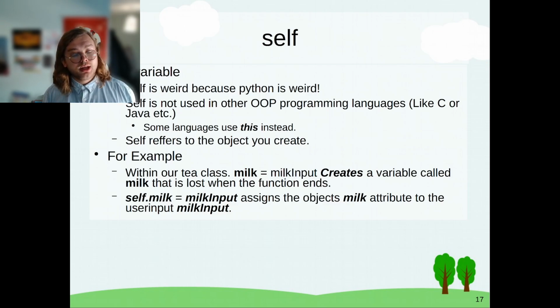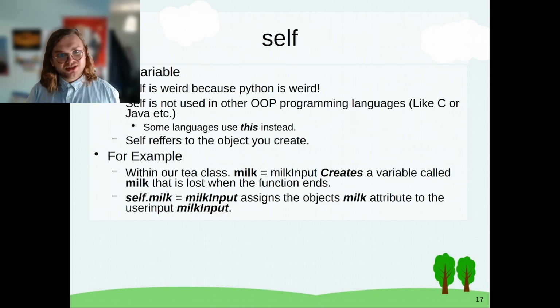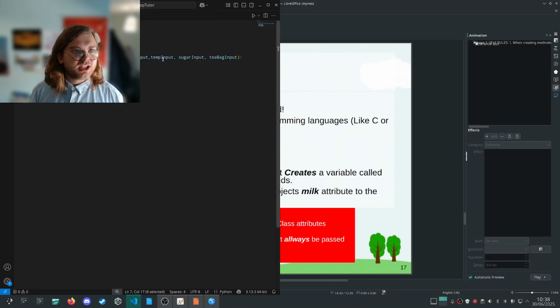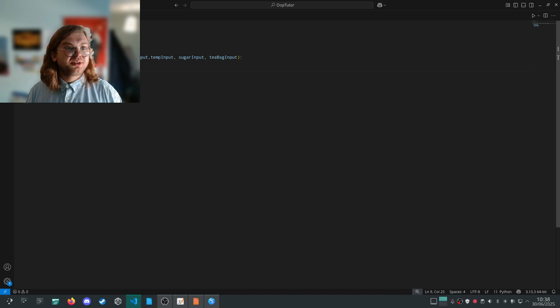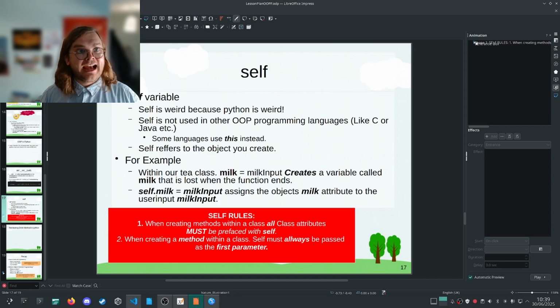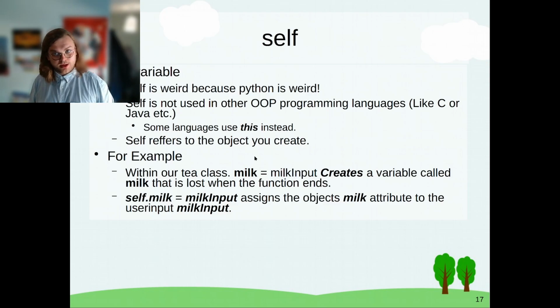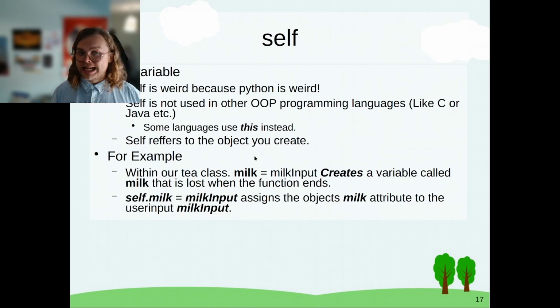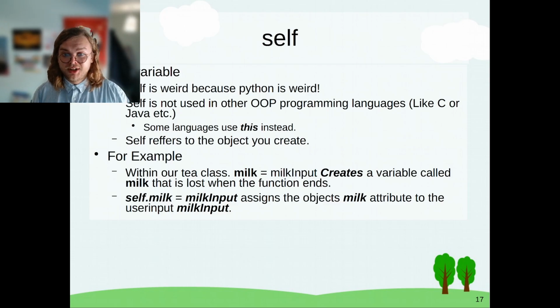So within our T class, if we said milk equals milk.input, all we've done there is create a variable called milk that is then lost when the initialization function ends, right? So if we look here and if we go self.milk, if we simply say milk, you can see the IDE itself actually tells us because it's not highlighted, because once the function ends, the variable is gone. So we have to do self.milk because then that creates an object attribute, okay? And so that's probably something I'd spend a while talking about in class to make sure they have absolutely nailed that idea. So self.milk, however, assigns the object's milk attribute to the user input milk input.